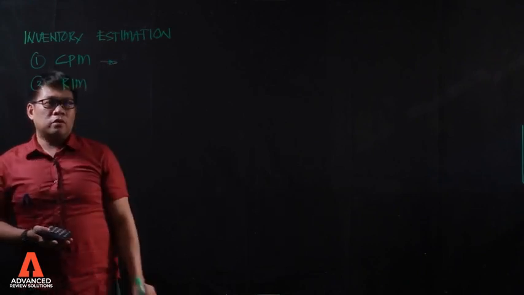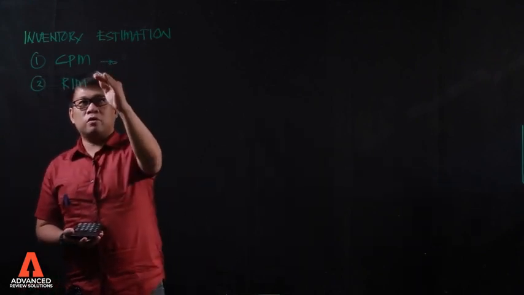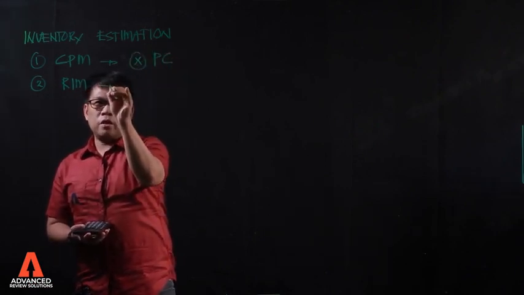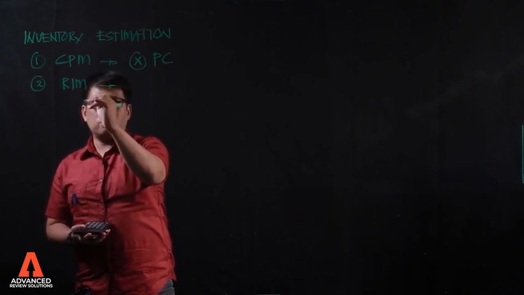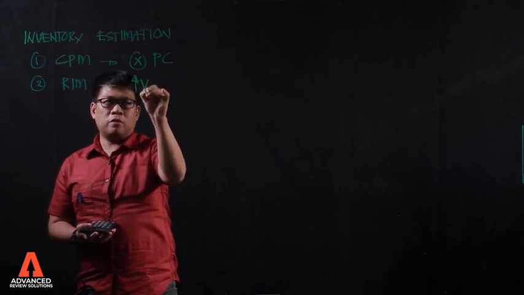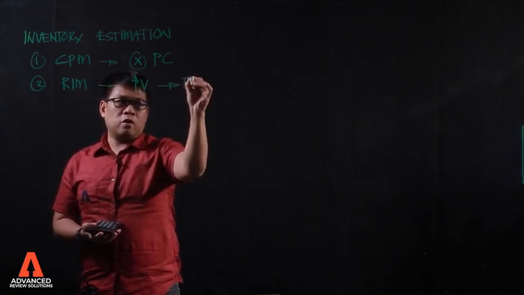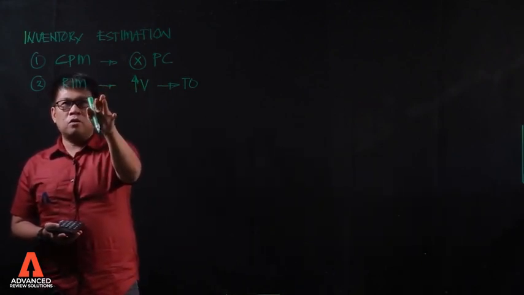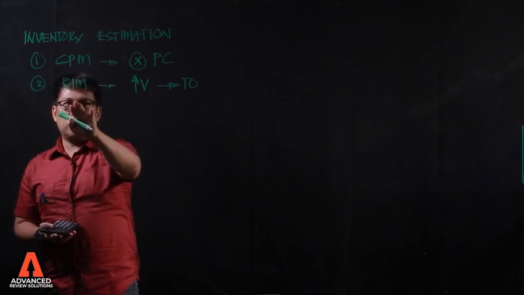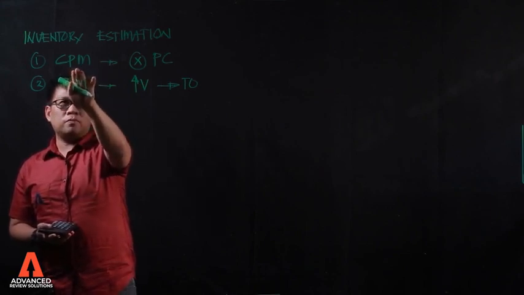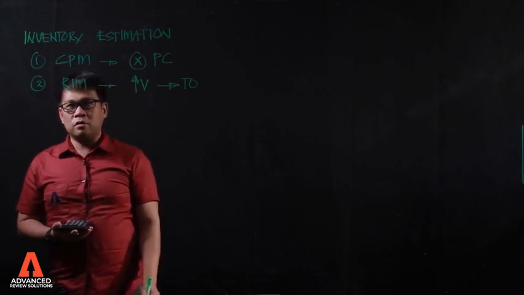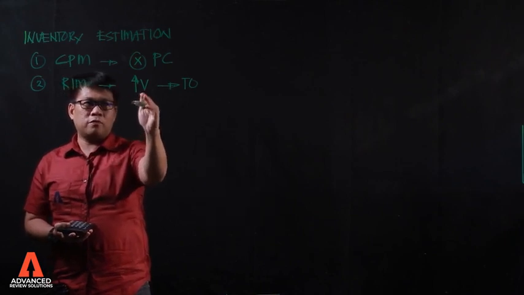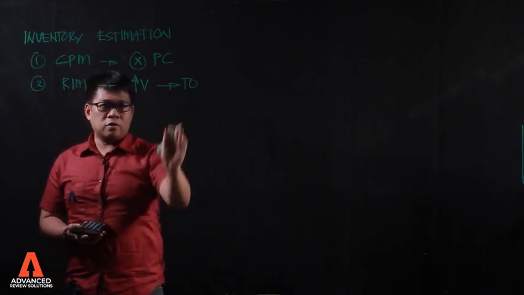Under the gross profit method, you will use this method if you cannot conduct an actual physical count. And the retail inventory method will be used if there is a large volume of inventory and there is a fast turnover of inventory. Again, there are two methods under inventory estimation: the gross profit method and the retail inventory method. You will use the gross profit method if you cannot conduct an actual physical count, while you will use the retail inventory method if there is a large volume of inventories and a fast turnover of inventory.